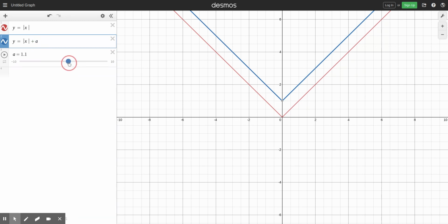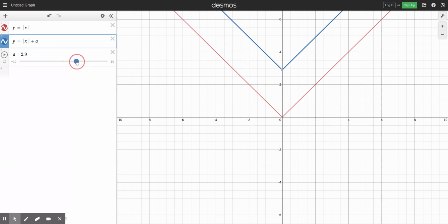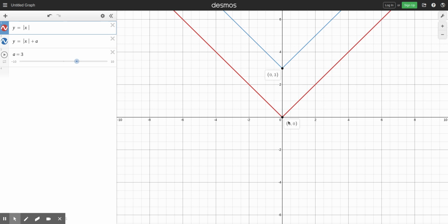And as I make a bigger and bigger positive number, my graph moves farther and farther up. So if a is 3, so if I have y equals the absolute value of x plus a, then my blue graph, the vertex is translated up to the point (0, 3), which means that it is translated up 3 units. So plus 3 is translated up 3 units.